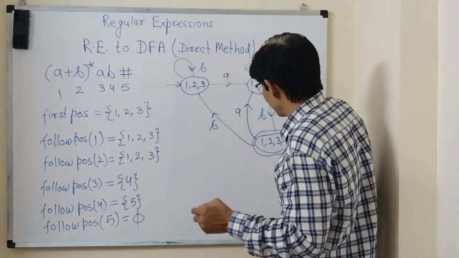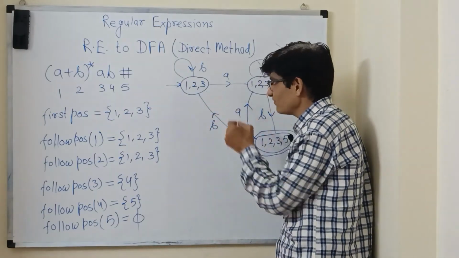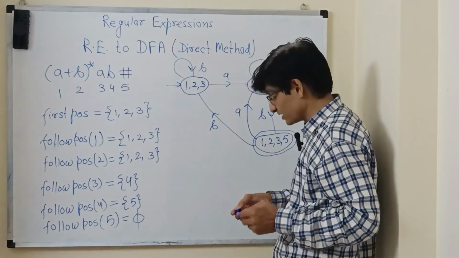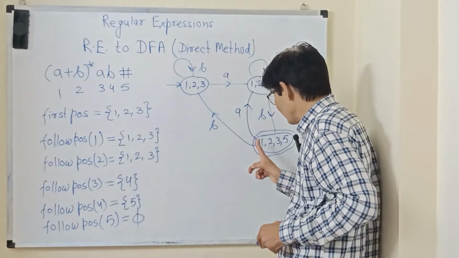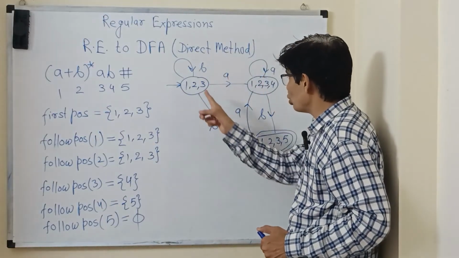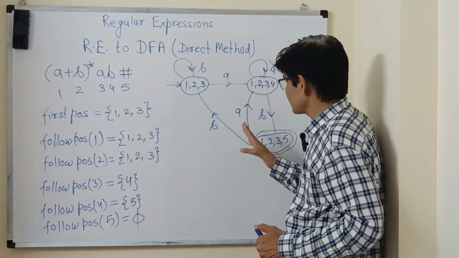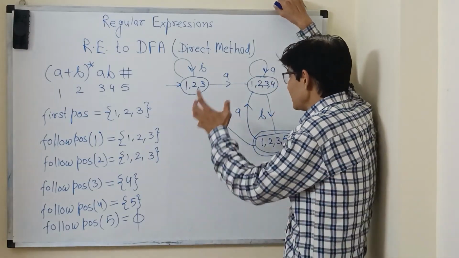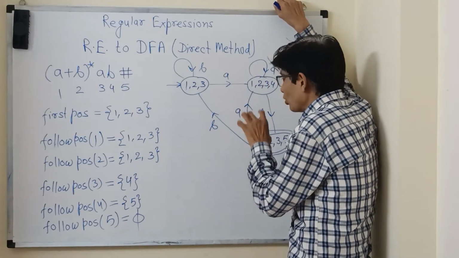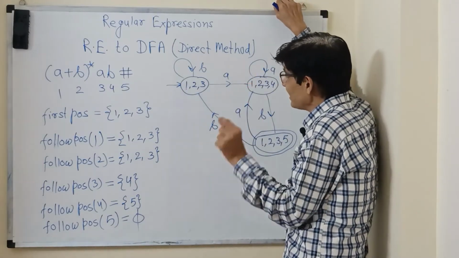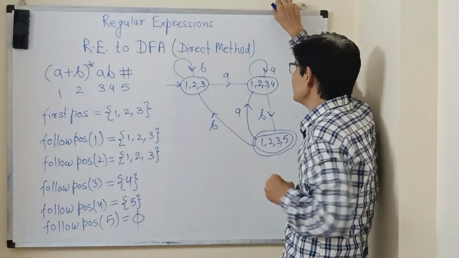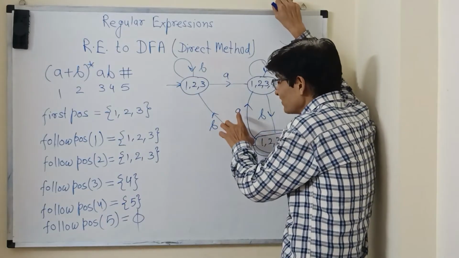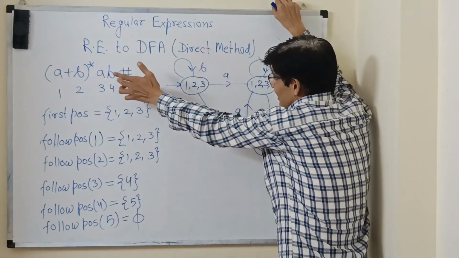Now you can see, my friend, this is the final DFA. This is your initial state, this is the intermediate state, this is the final state. So we have only one final state, and we have seen all the transitions. Now you can see it will accept all strings of A and B ending with AB. So this would be the DFA for this regular expression.